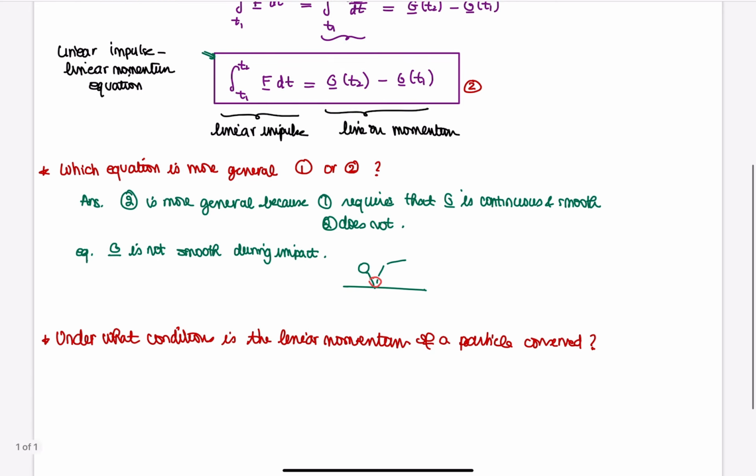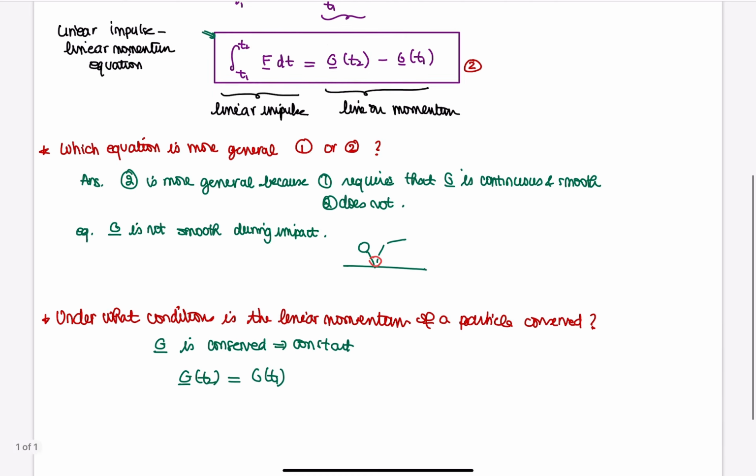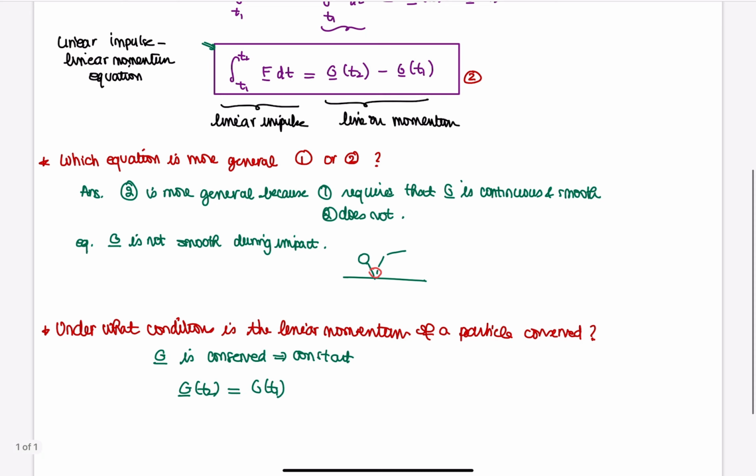The linear momentum of a particle is conserved, meaning that g, the linear momentum, is constant, meaning that g at t2 or g at any time is the same. Which means that if you look at equation 2, the right-hand side of equation 2 is 0. This means that the integral from t1 to t2 of F dt is equal to 0. So the linear impulse of all the forces is equal to 0.